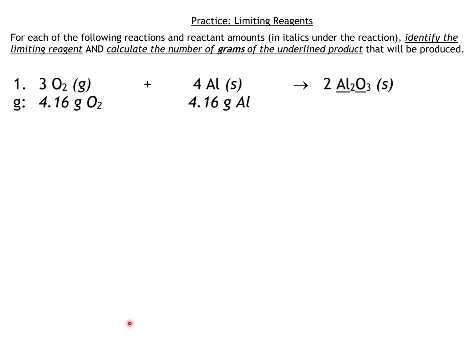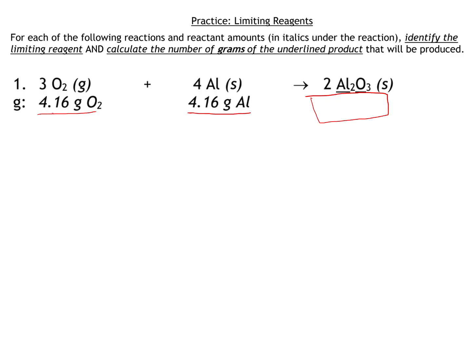And so the worksheet that goes with this consists of a bunch of different limiting reagent problems. And just to explain it, I have your initial numbers of grams of oxygen and grams of aluminum, and I have one of the products underlined. My thinking was that if you can figure out how many grams of product for one product, you can do it for the other one. So we're just trying to save on a little bit of math.